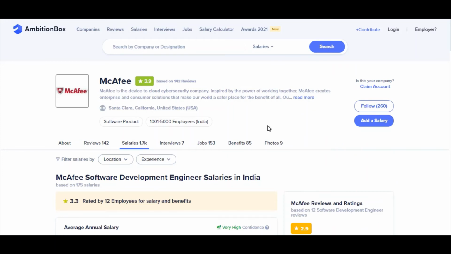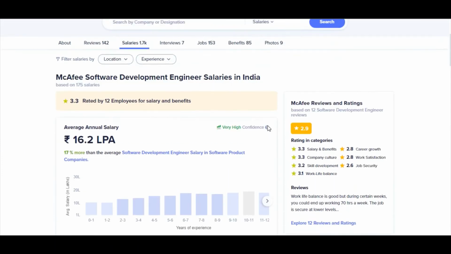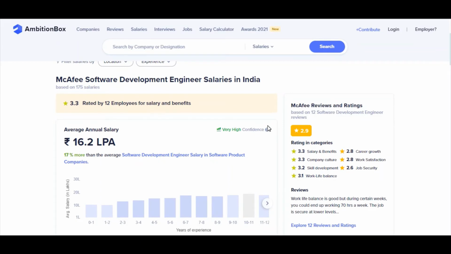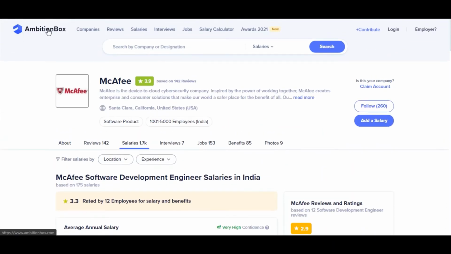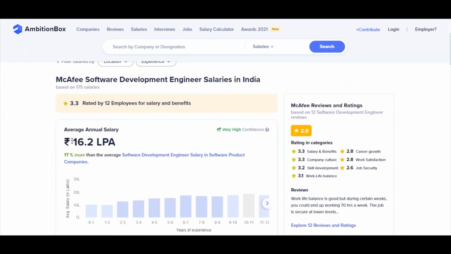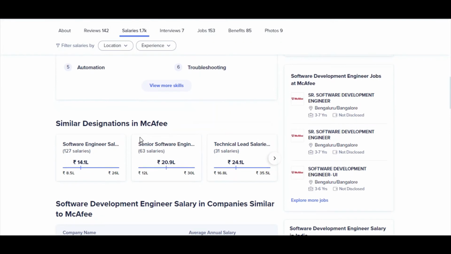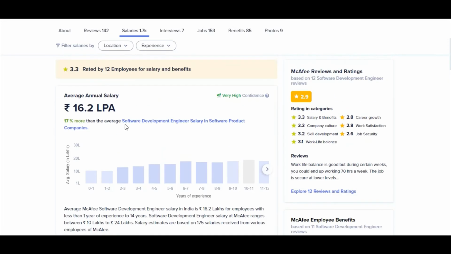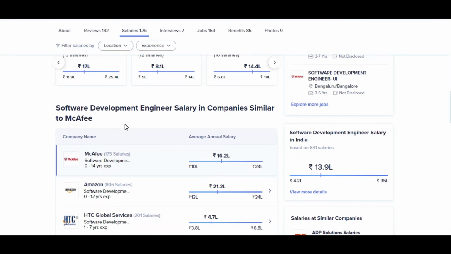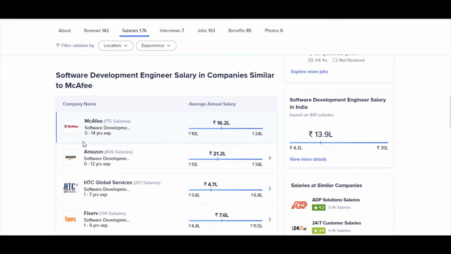Now let us discuss the package that is given by the company. Basically, this is a product based company. You will get a higher package if you have higher skills. On the website Ambition Box, I found that the average annual salary is 16.2 LPA, and they have also mentioned software engineer salaries and other details. You can get the salary details there. They have mentioned that from 0 to 14 years of experience you will be getting 16.2 LPA, which is a good thing, right? So that's it.